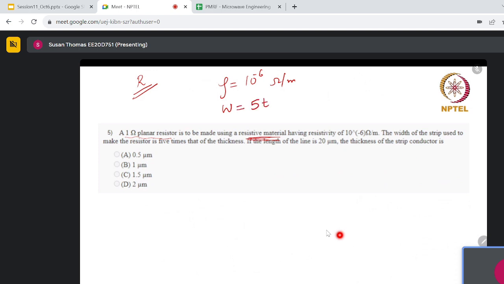If you consider a strip, there are two parameters associated with it. You always have to remember this is the width and this is called the thickness of that strip.